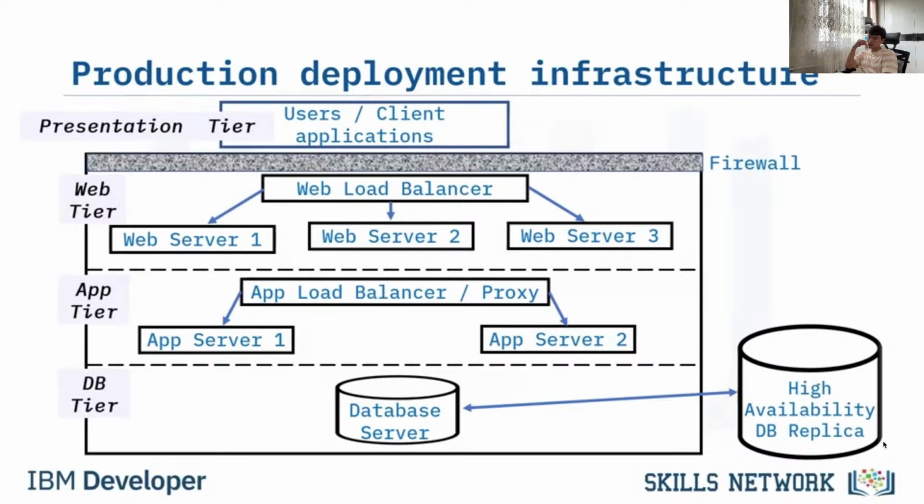Some environments may have additional components or tiers. Also, not all of these components are necessary for every deployment. For example, in some environments, there might not be a need for both application servers in addition to web servers. Now, let's look at these components in further detail.